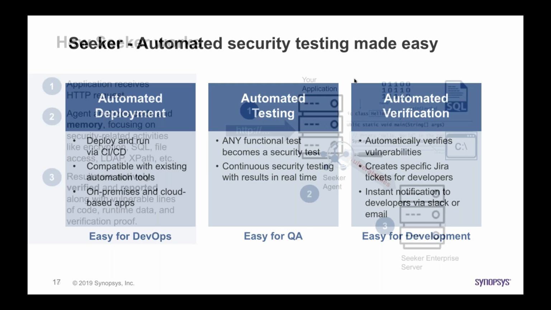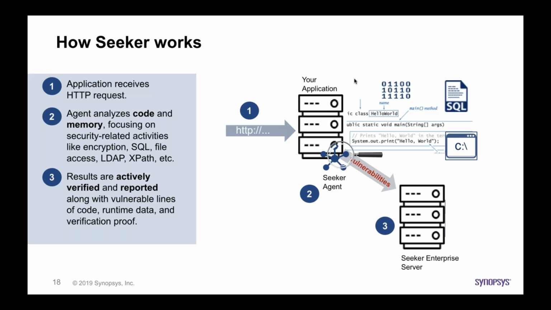Now, let's see how Seeker works. To test applications with Seeker, you have to deploy the Seeker agent wherever your application is running. During the testing process, the application will receive a request or a number of requests, and then the agent starts tracking these requests. Based on application behavior, data flow, and values in memory, Seeker analyzes all those things and reports vulnerabilities.